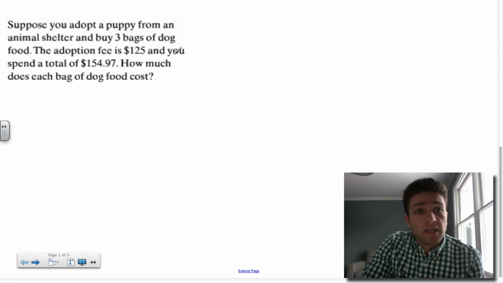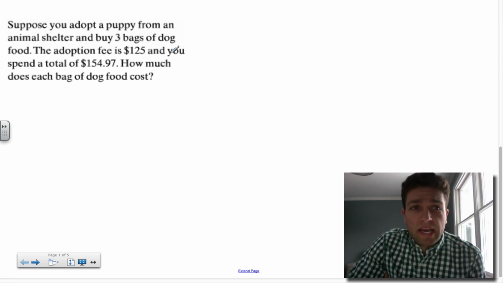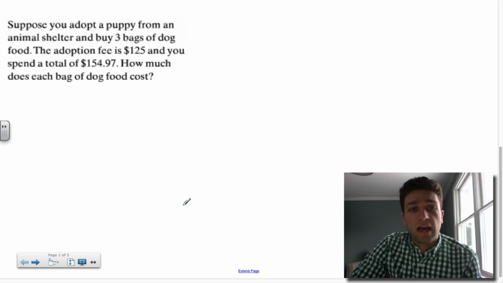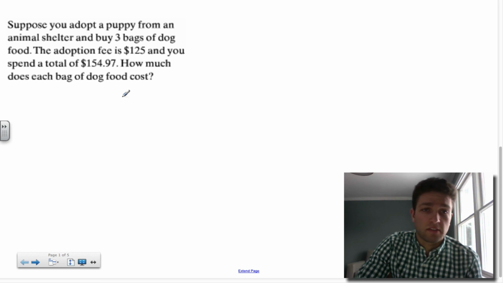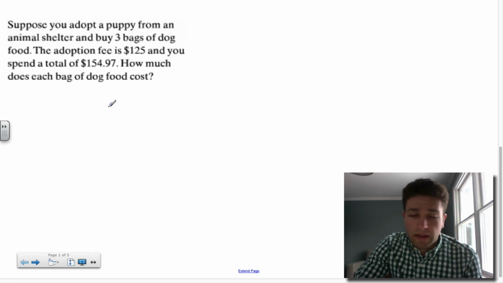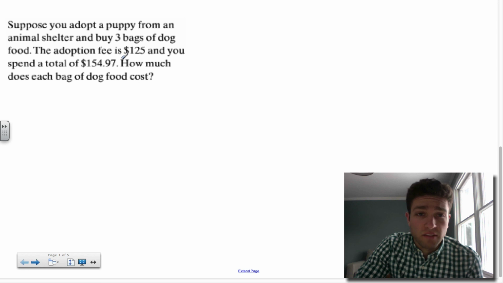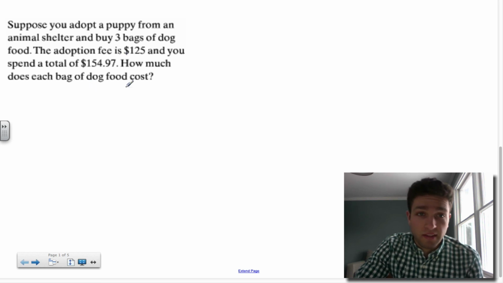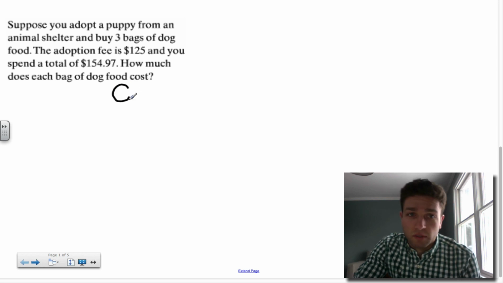But here we go. Suppose you adopt a puppy from an animal shelter and buy 3 bags of dog food. The adoption fee is $125 and you spend a total of $154.97. How much does each bag of dog food cost? Now, it's good to look for some keys when you're reading these problems to help you figure out what is what and how to come up with an equation. First off, the question itself, how much does each bag of dog food cost? Right there gives me my variable for the problem. I'm looking for C, the cost.